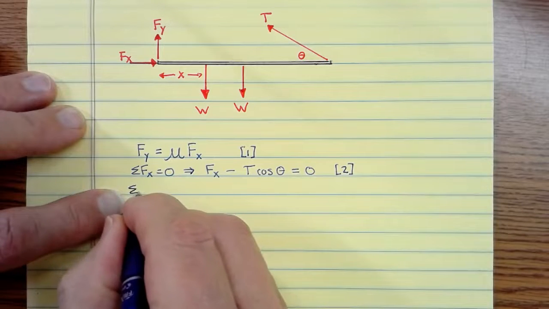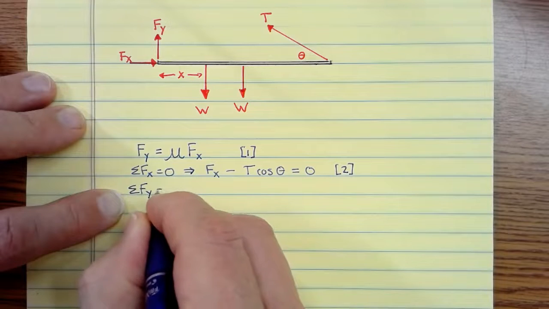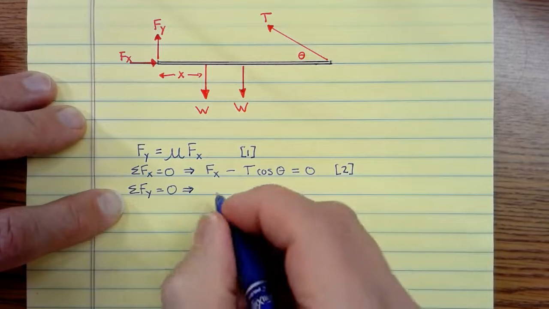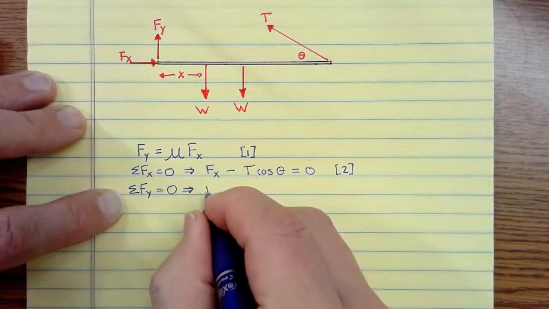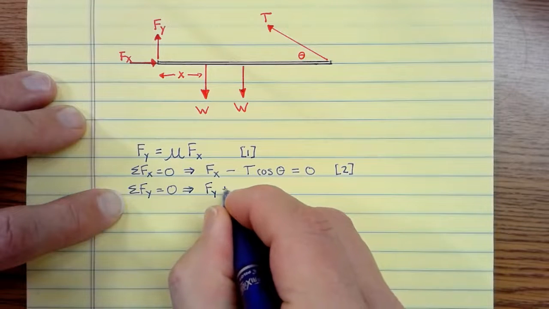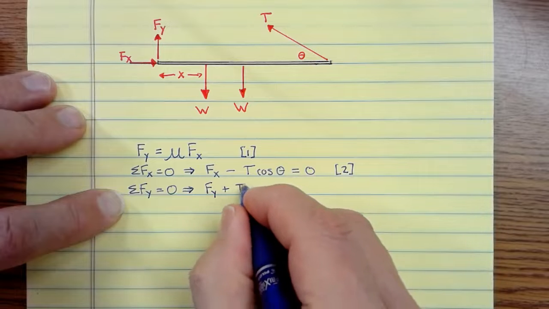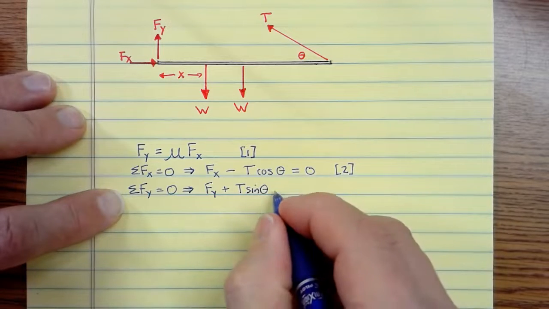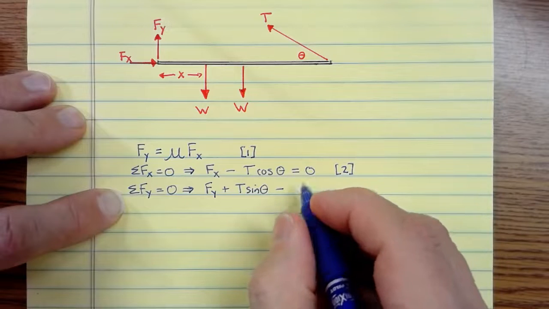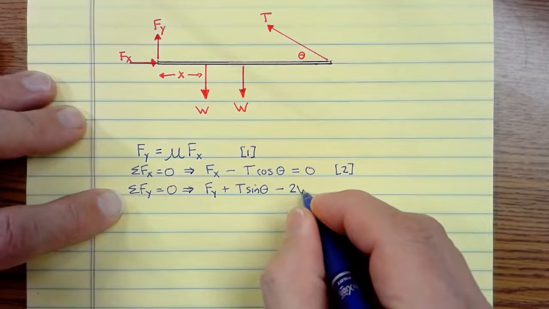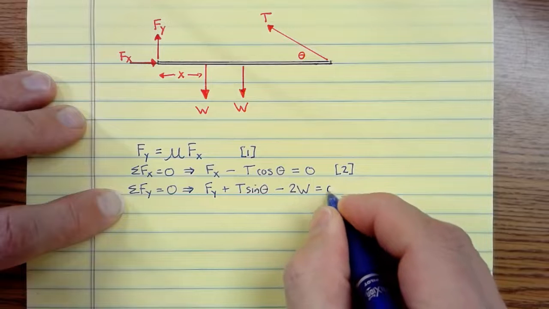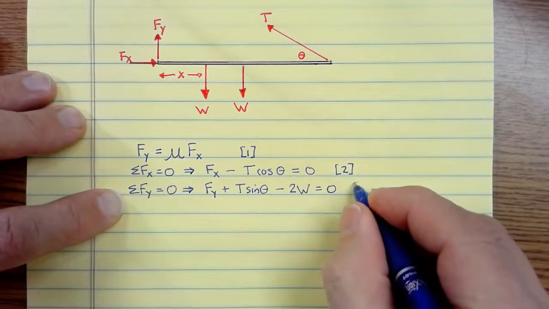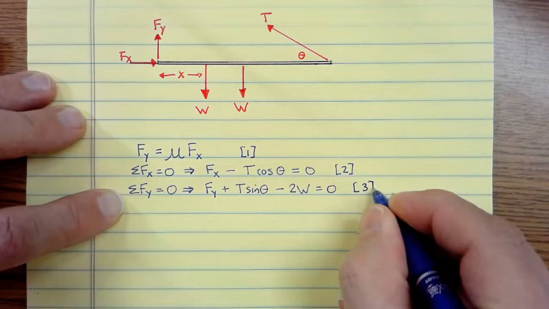I'm also going to add up the forces in the y direction and set them equal to 0. That's going to give us an equation. In the y direction, the forces going up are Fy and part of the tension, T sine theta. Those are the forces going up, minus the forces going down. There's 2 W's going down, so that has to equal 0. So the forces in the y direction give us another equation. I will call that equation number 3.